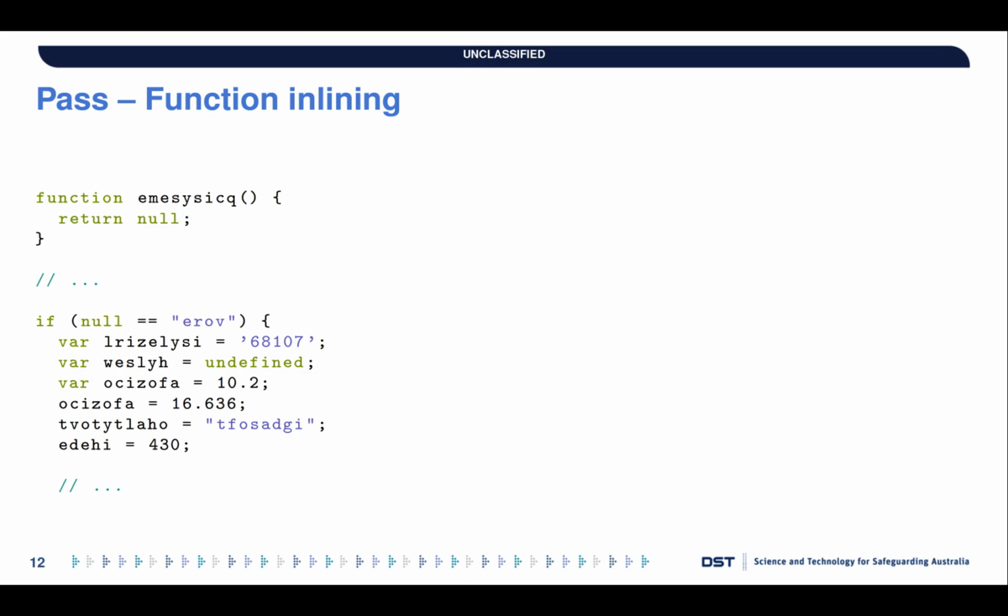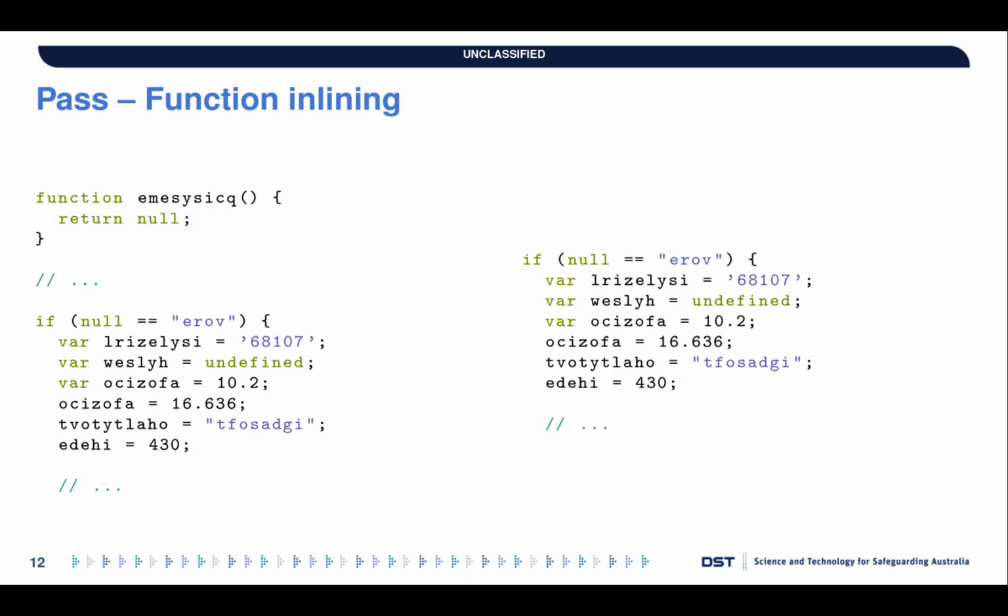So if we apply this function inlining pass to the code that we just saw, then the call to this function gets replaced with its return value, which is null. And if we keep doing this to all the times that this function gets called, we can safely delete this function and we end up with code that looks like this on the right.